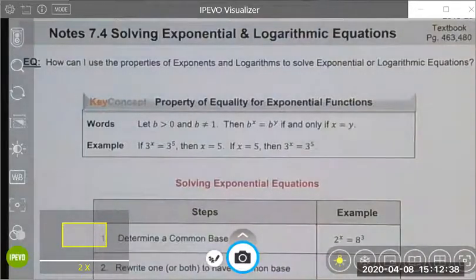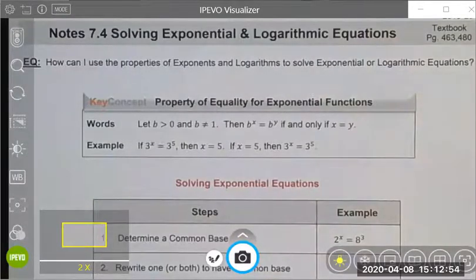Welcome. Today we're going to talk about Unit 7.4, solving exponential and logarithmic equations. By the end of this lesson, it's my hope that you will be able to use properties of exponents and logarithms to solve these types of equations.